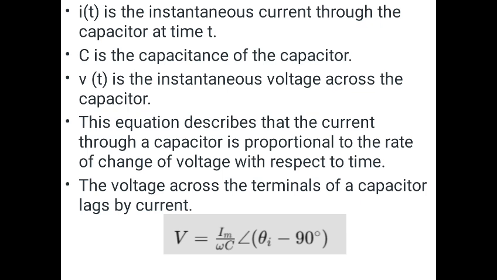This equation describes that the current through a capacitor is proportional to the rate of change of voltage with respect to time t. The voltage across the terminals of a capacitor lags the current by 90 degrees, and it is given as V = Im/(ωC) ∠(θI − 90°).